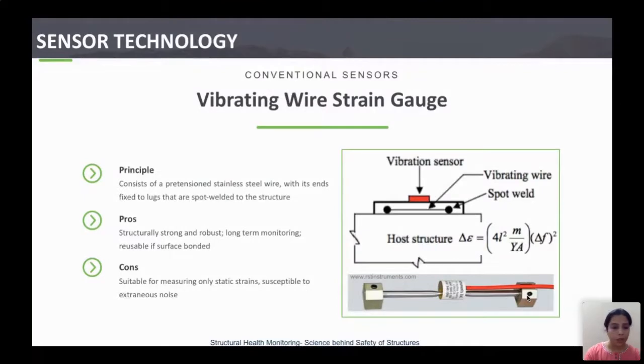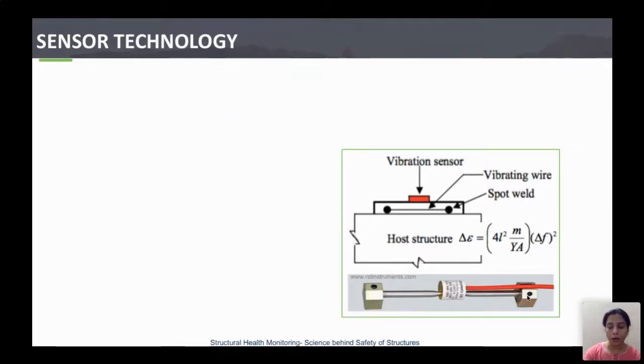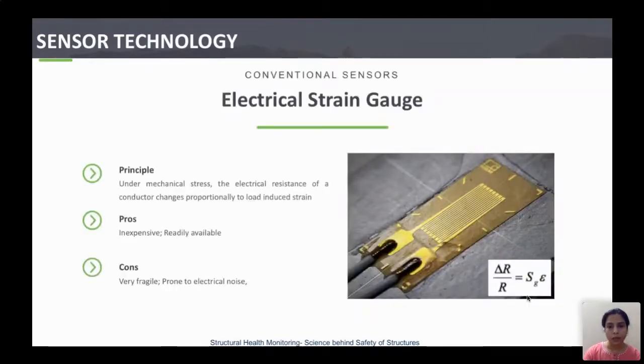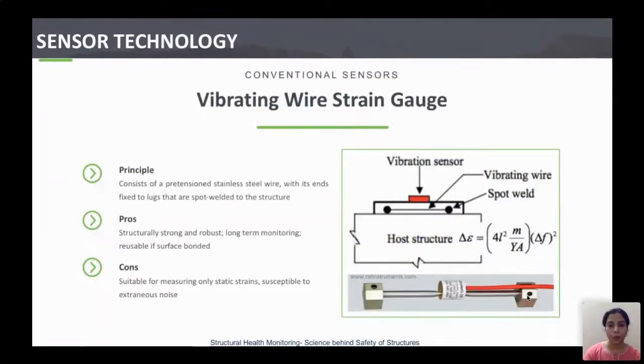I have already covered the pros and the cons. Its problem is that this sensor can only be used for static strains, not for dynamic. The previous one, the electrical one, can be used for dynamic measurements also, but this cannot be used.